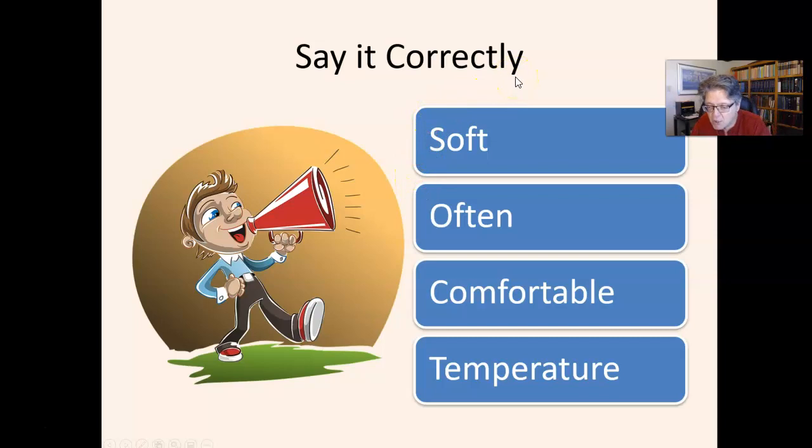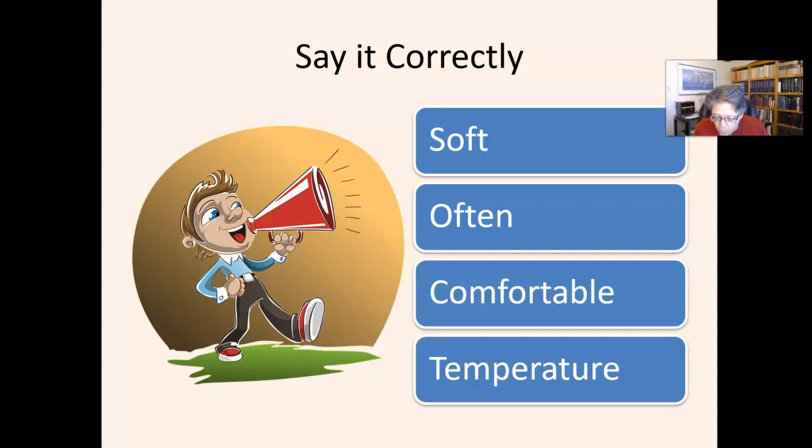pronunciation and enunciation correctly. Let's take for the first word here on the screen the word S-O-F-T. It's pronounced soft, with the T pronounced. Some people will say soft. Another word is the word O-F-T-E-N. And again, there's a couple of different ways that people pronounce that word. One is often, emphasizing the T, and the other is often. The correct way is often with the T being silent.